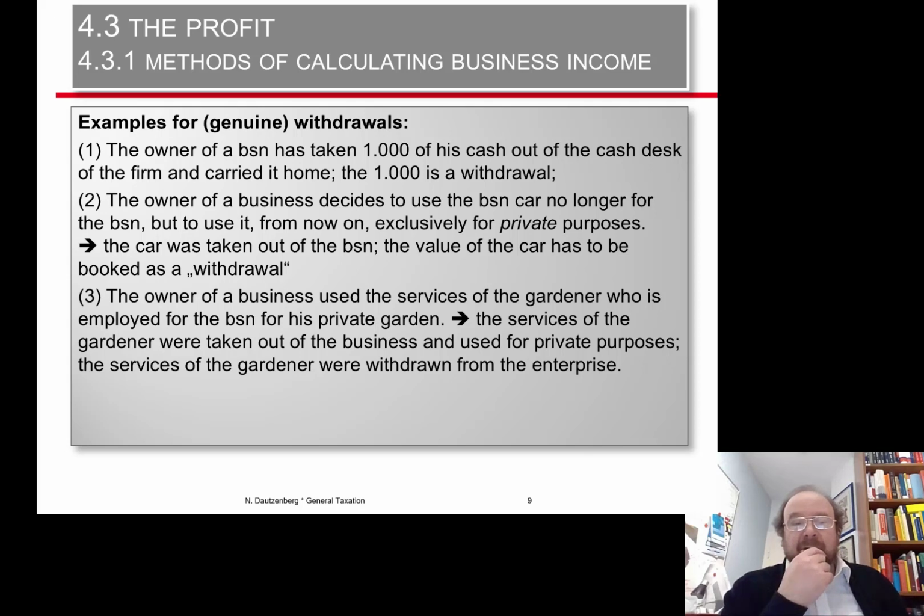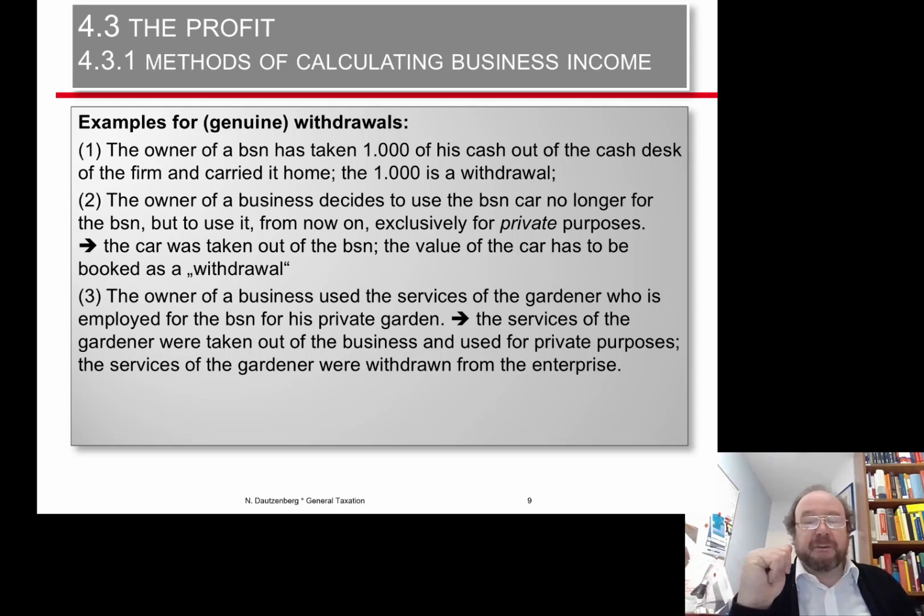Examples. Well, you are the owner of a business. You took out 1,000 euro from the cash desk and carried it home. So the 1,000 is a withdrawal. Naturally, you need to register that, particularly in the bookkeeping. Otherwise, you would later be accused of attempted tax fraud, hiding a part of your profit from the fiscal authority. So here, cash can be withdrawn.